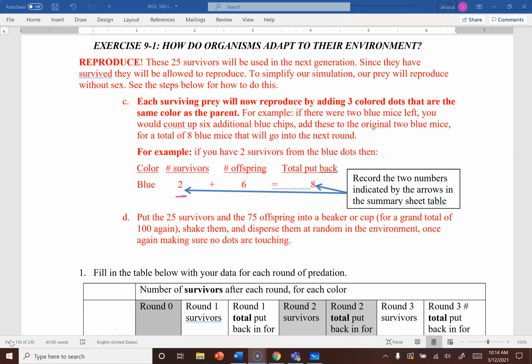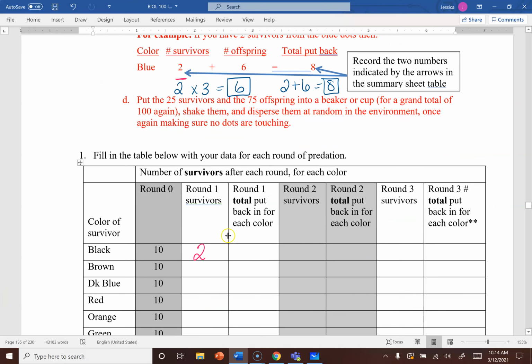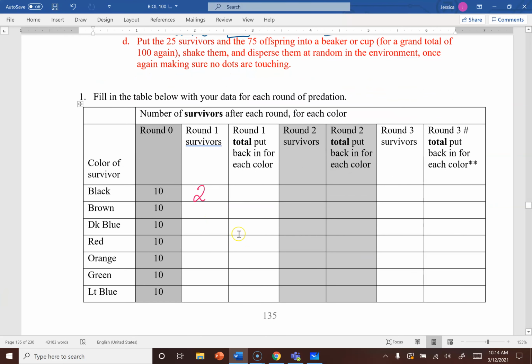So we're going to start with 2 survivors. We're going to multiply that by 3, which means we are going to have 6 offspring. So the total number that we start with in the next generation is going to be our survivors plus their offspring. So if we have 2 black mice survive, we multiply that by 3 for 6 offspring and put back the 2 original survivors plus their 6 offspring for a total of 8.